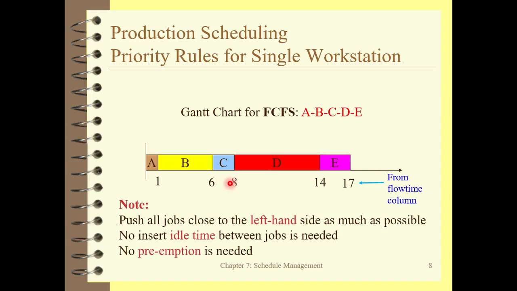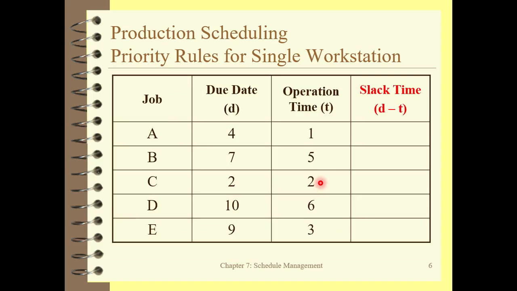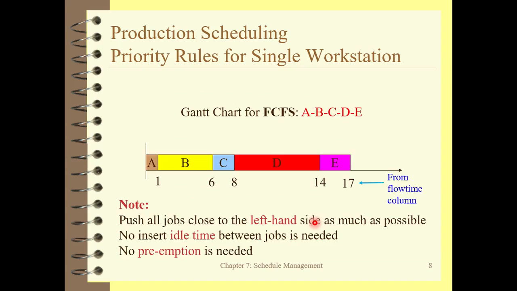8 plus 6 is 14. And then the last one is job E, which requires 3, right? So job D finished at 14, and plus 3 is 17. So the whole set of jobs will be finished at 17. Okay? 17 here. This is the Gantt chart for first come first serve, and the sequence is A, B, C, D, E.